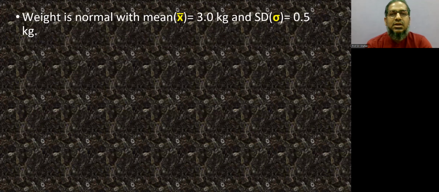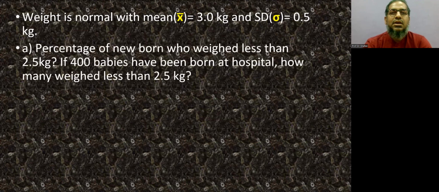In the given question, the information given is that the weight is normal with mean 3 kg and standard deviation 0.5 kg. So we have to take these values and do the further calculations. The first question is the percentage of newborns who weighed less than 2.5 kg. So how will we do this?